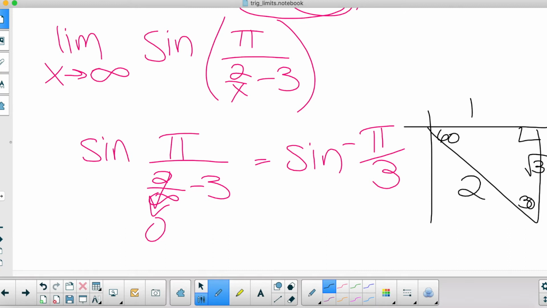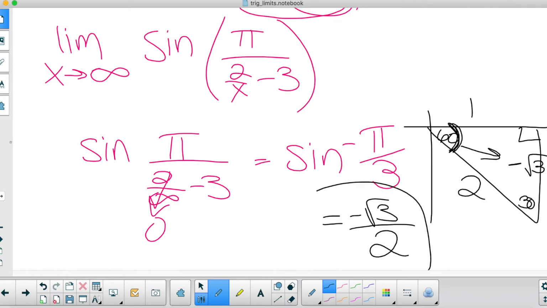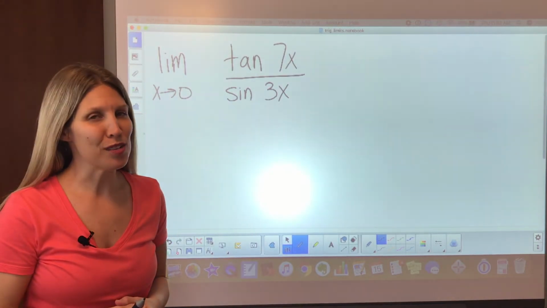60, 90. And this guy's a negative y value, right? Because it's dropping down. So sine is opposite over hypotenuse. So if you're standing here in the corner, the opposite guy from you is negative square root of 3, and your hypotenuse is 2. Let's try this one. This one's going to be fun.